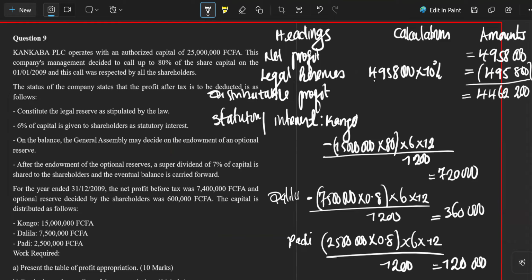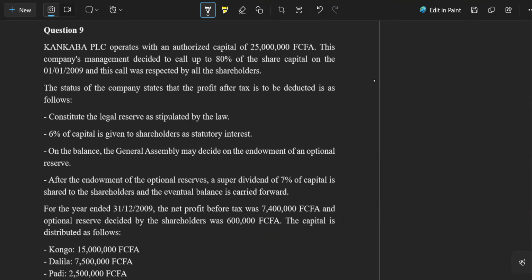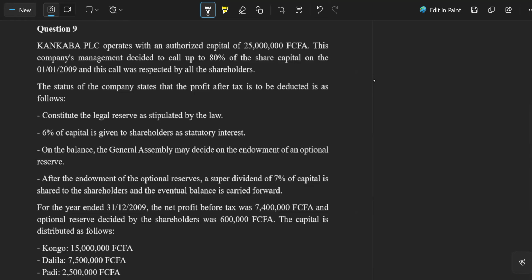So let's continue our calculation. We'll add all of that. When we add all of this, the total statutory interest gives us 1,200,000, that is 1.2 million.